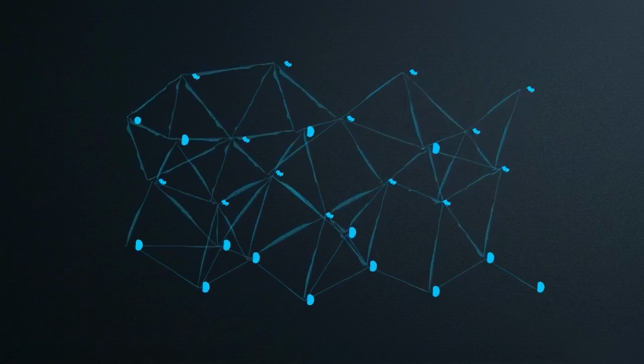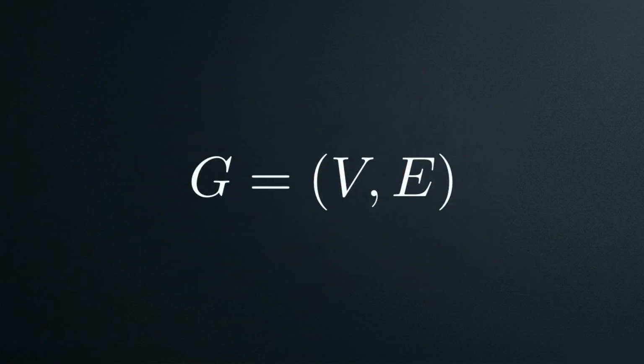This equation represents a graph. It is the formal mathematical definition of a network, stating that any graph, G, is entirely defined by just two sets, a set of vertices, V, and a set of edges, E.